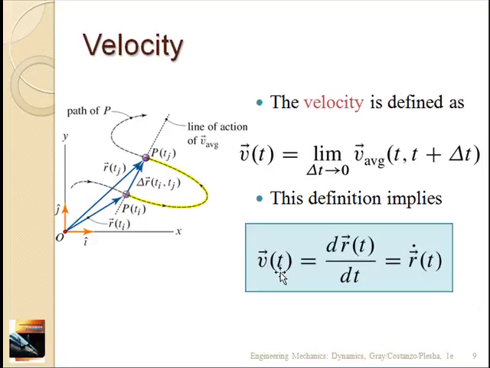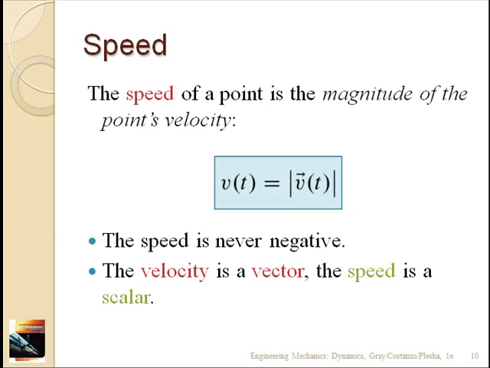So the main thing here is that if you know the position vector as a function of time, you take the time derivative and you get the velocity vector. Remember, velocity is a vector, so it has magnitude and direction. And speed, as I said earlier, is the magnitude of the velocity. So speed tells you how fast you're going, but it doesn't tell you the direction. It's always positive. So speed is a scalar, velocity is a vector.